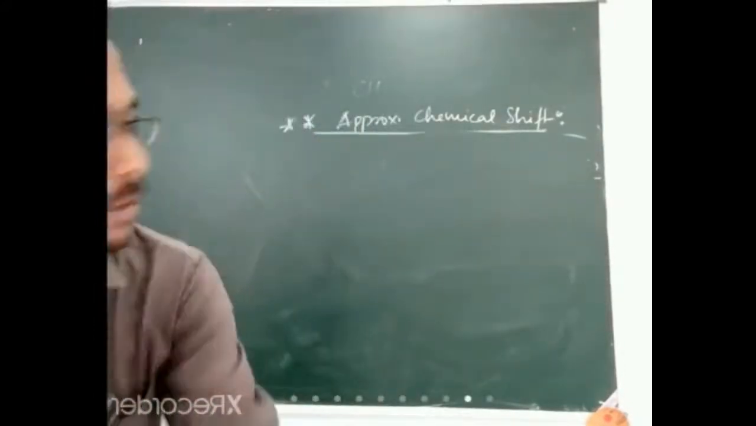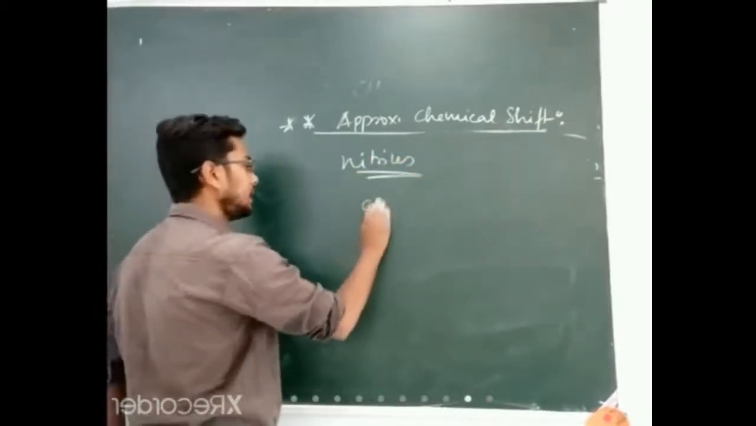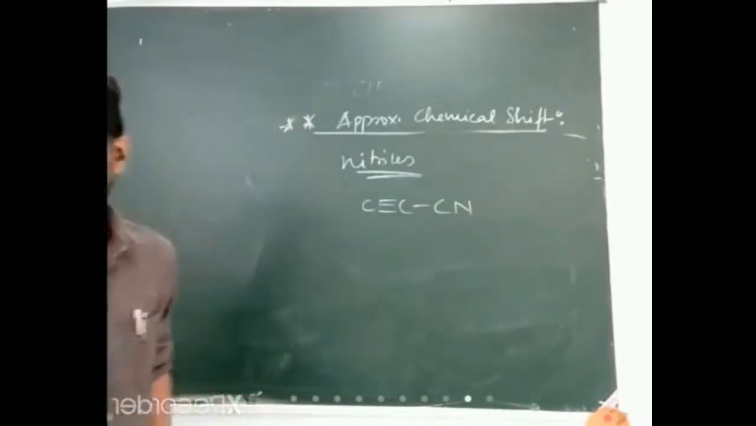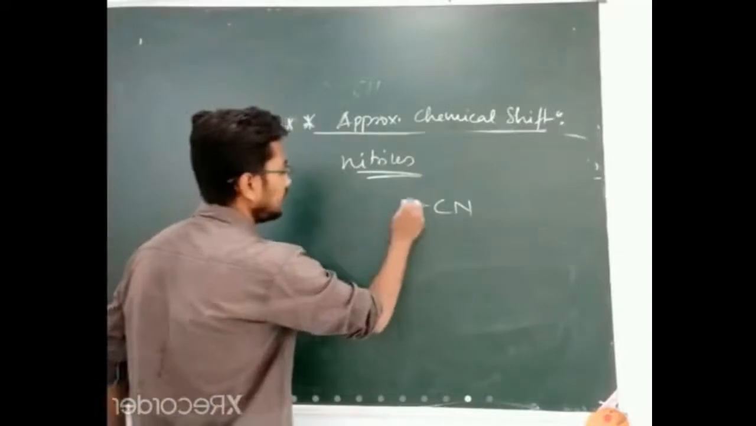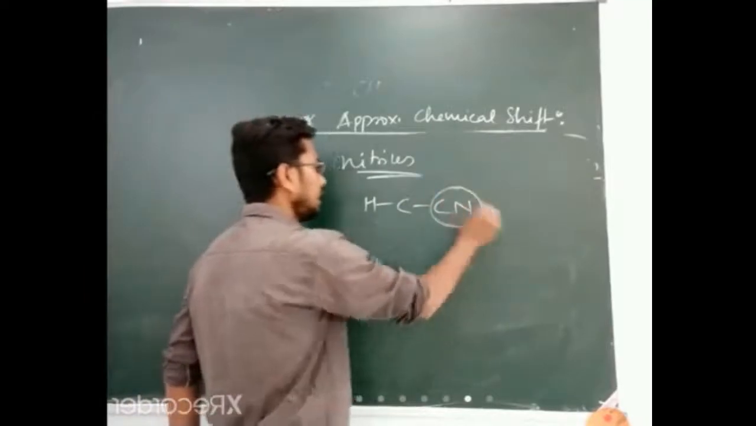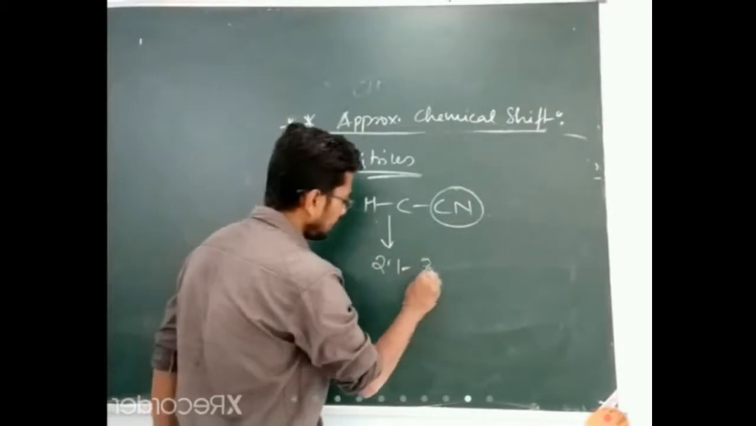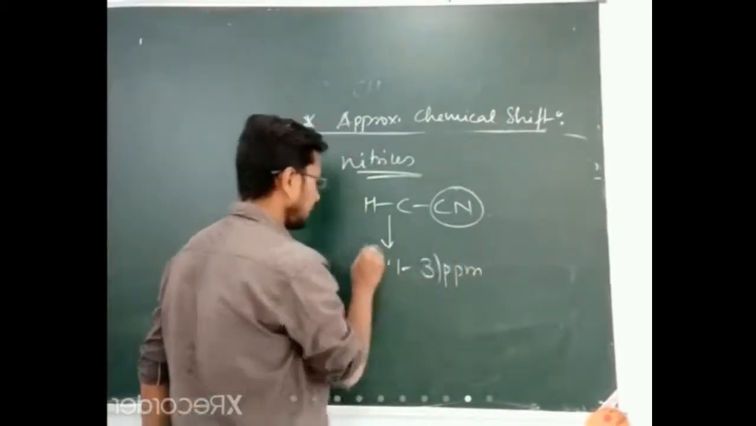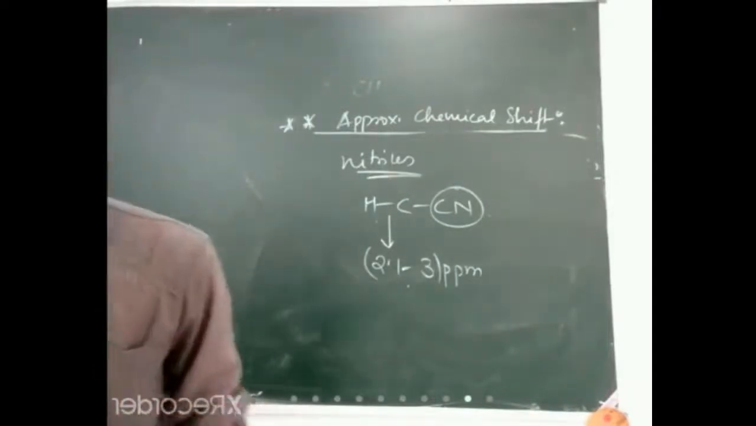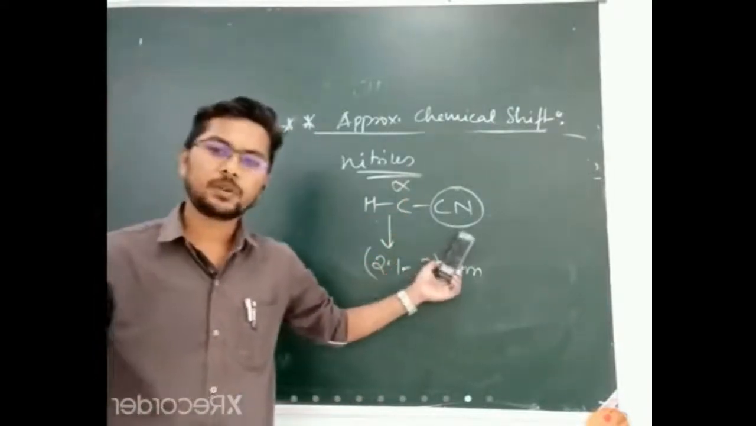The next group is nitriles, CN. You have the cyano group present, and because of this cyano group, these hydrogens appear in the 2.1 to 3 ppm range. This is the alpha hydrogen, and it is deshielded by the electronegative cyanide group.